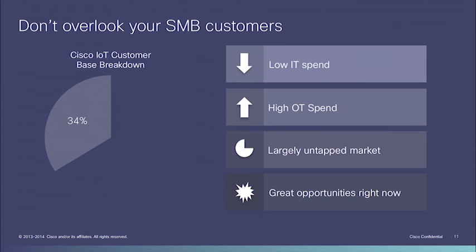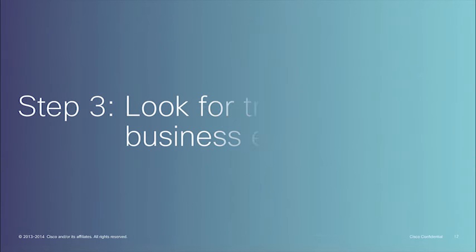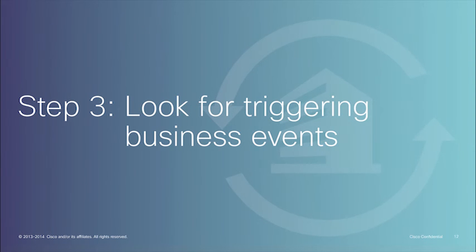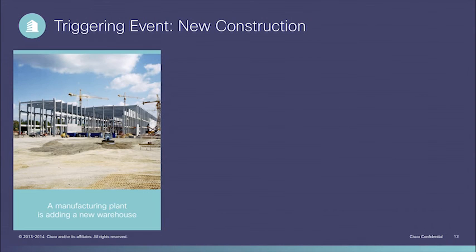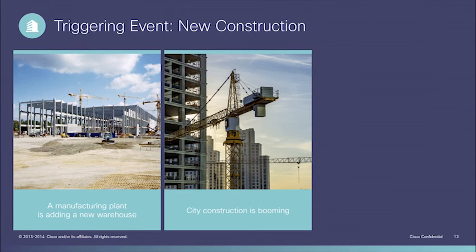After examining your customer base, look for triggering business events. Triggering events are occurrences that can signal an IoT opportunity. Look for events like new construction. A new warehouse will need automation and energy management. City construction means traffic management, wireless, and communications.